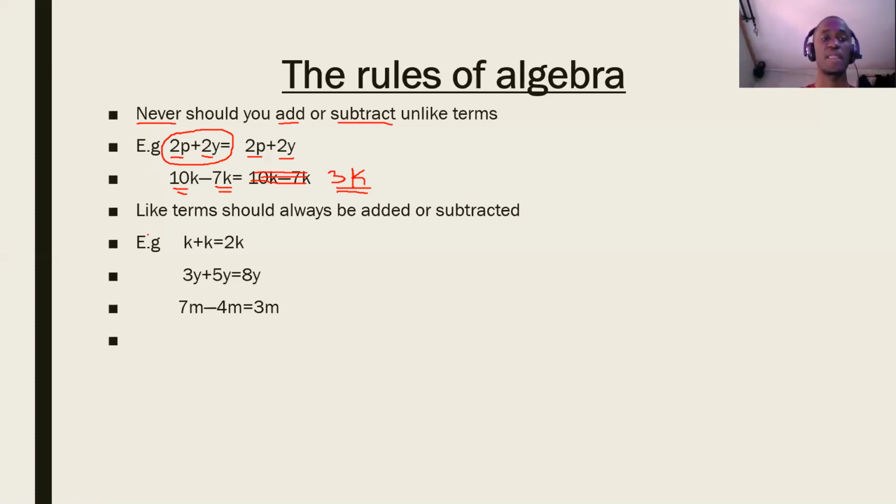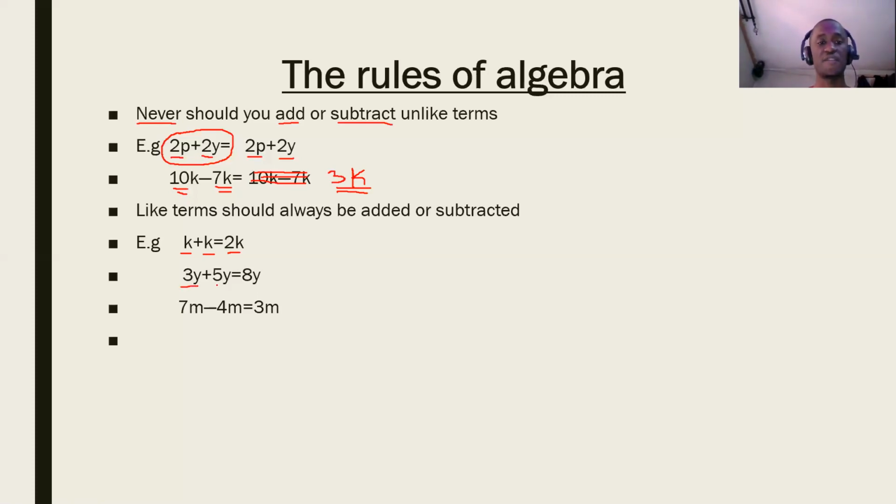Rule number 2, like terms should always be added or subtracted. For example, k plus k, the answer is 2k because they can be added. k represents 1k. 1k plus 1k, the answer is 2k because the k's can be added.